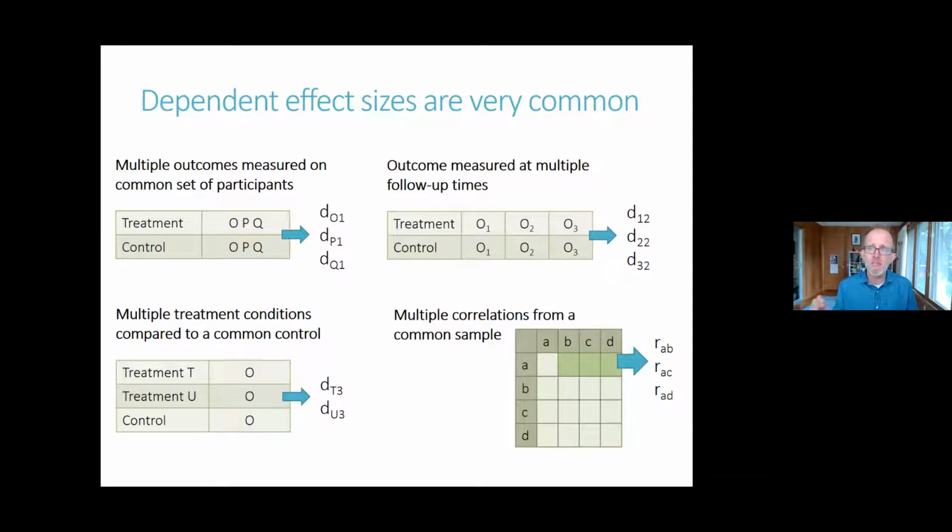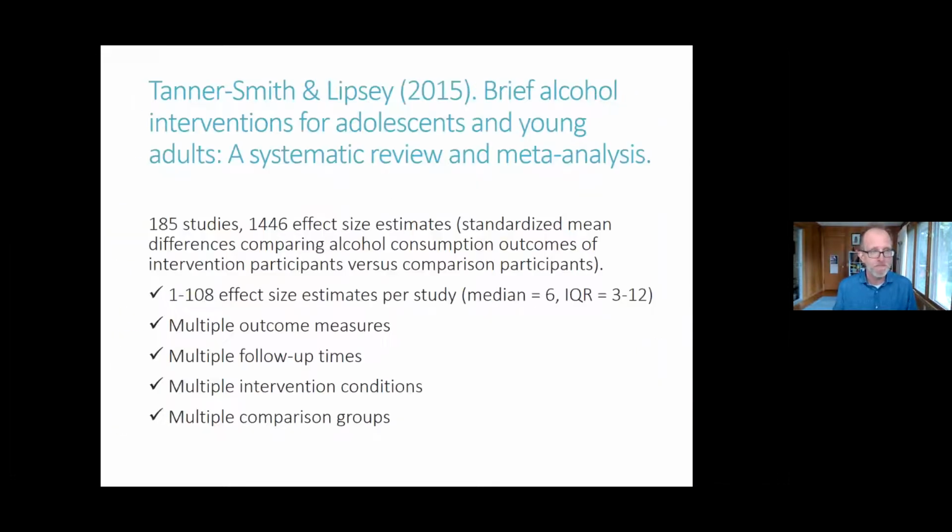But the problem is there's often not enough information reported in the primary studies to be able to use the formulas. For example, in the first scenario where you've got multiple outcomes, to be able to estimate the correlation between effect sizes, you need to know what the correlation is between outcome O and outcome P, between outcome O and outcome Q, and so on. And oftentimes that information is just not reported in primary studies.